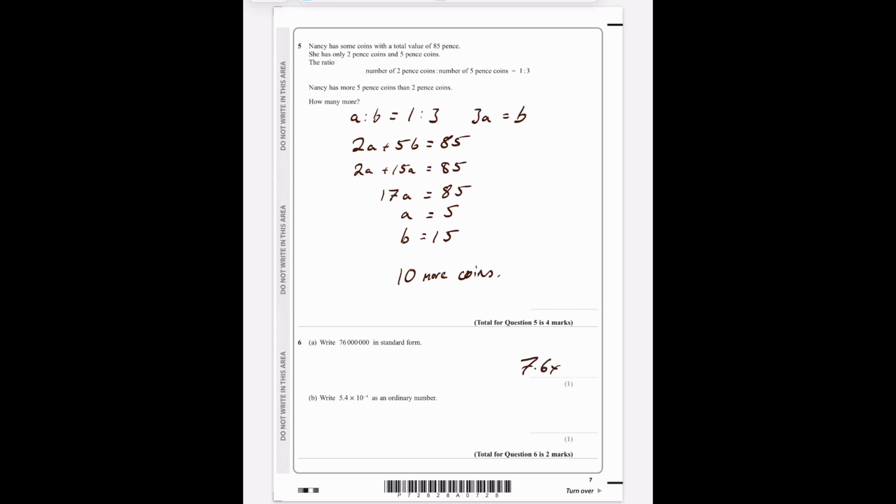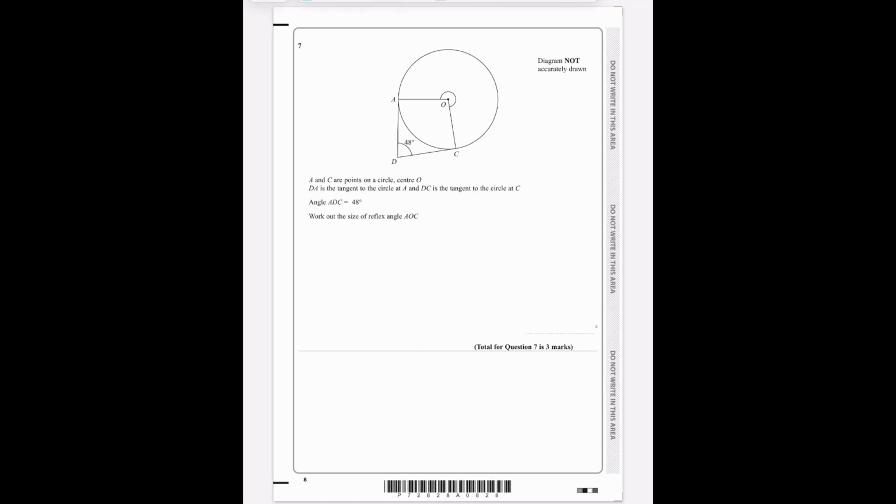Question 6, standard form. 7.6 times 10 to the 7 and 0.00054 for part B. Question 7, we know that the angle between a tangent and a radius is 90 degrees, and therefore we have 3 out of the 4 angles inside our quadrilateral, so we can subtract those from 360 to get 132 degrees. The angle we're looking for is the reflex angle, so subtract that from 360 and you get 228 degrees.